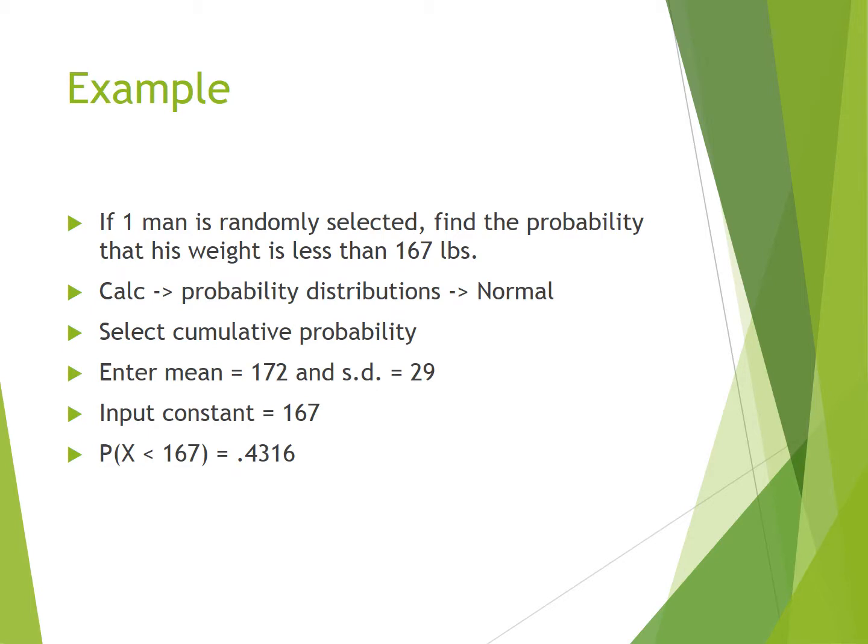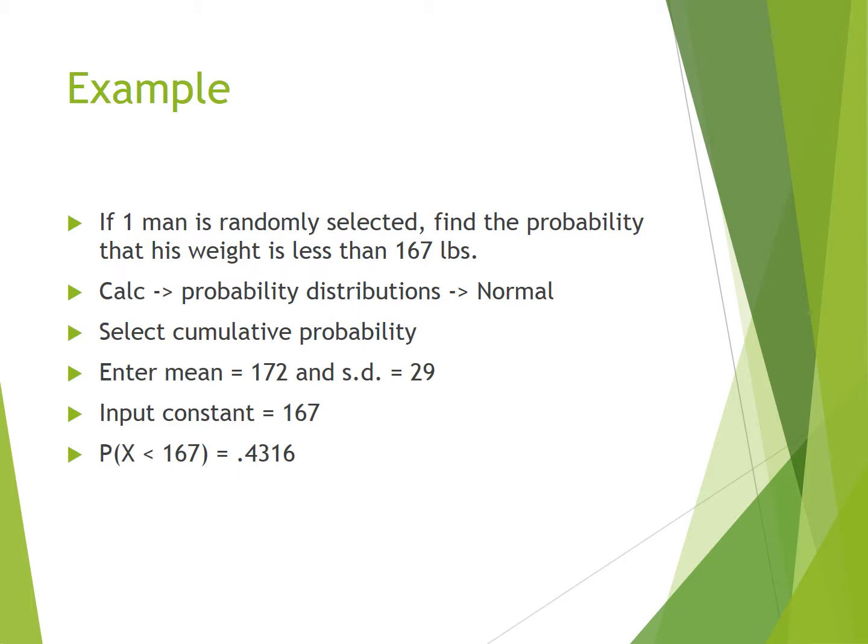So for example, suppose we have one man who's randomly selected. We want to find out the probability that his weight is less than 167. We go to Calc, Probability Distributions, Normal, select Cumulative Probability. We enter in the mean of 172 and the standard deviation of 29 because we're looking for just one man. This is what we were doing earlier when we were in 6.2. Then the answer is 0.4316. That's the probability that one man has a weight less than 167.